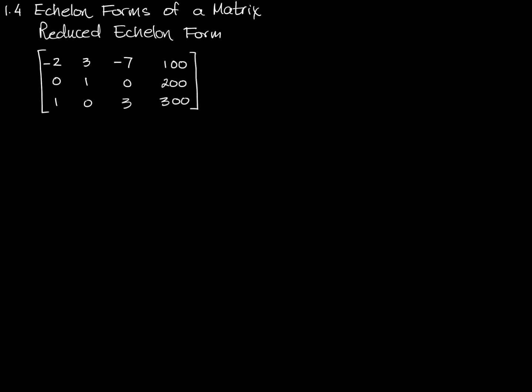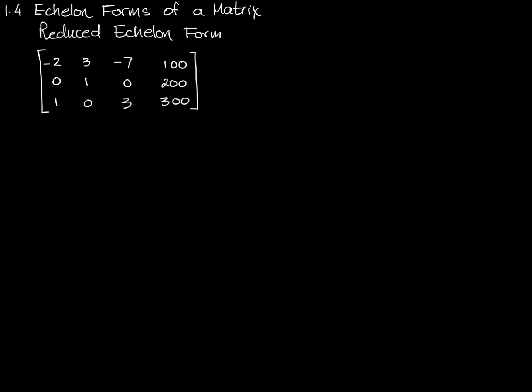Okay, here's a matrix that's not in echelon form, and we're going to talk in this video about something called reduced echelon form. So what I'll do initially is very quickly run through the steps to put it into echelon form and then continue to show you what needs to happen to put it into reduced echelon form.